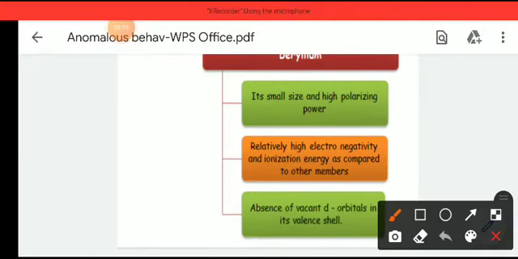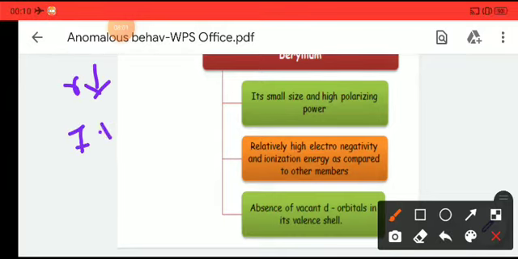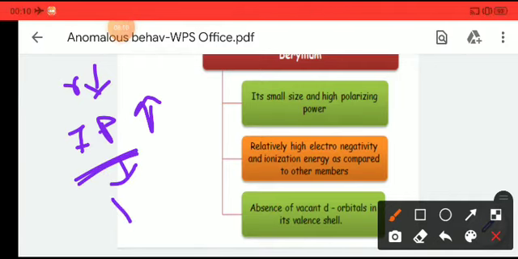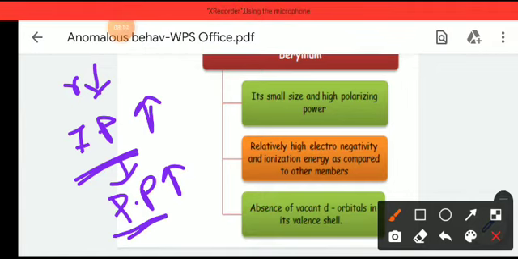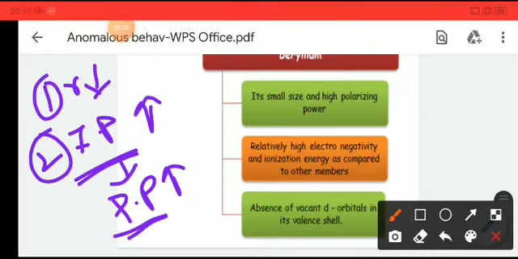As beryllium tops the group, the radius will be less. As the radius is less, the ionic potential will be high. As the ionic potential is high, the polarizing power will be high. As the polarizing power is high, it shows covalency. That is why all the behavioral change occurs. So number 1 is low radius, which increases the ionic potential, and that is why the polarizing power is high.